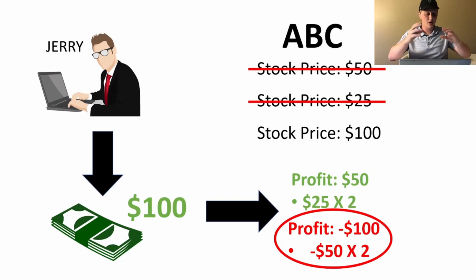A stock can only go down to 0, but it can grow an infinite amount. So say the stock price went to $1,000, well then Jerry's really gonna have to cough up some money and pay a lot. And he's going to be in a huge loss for this trade.